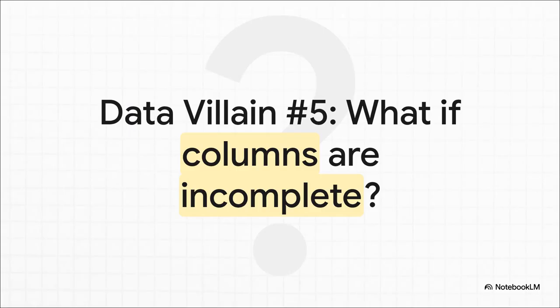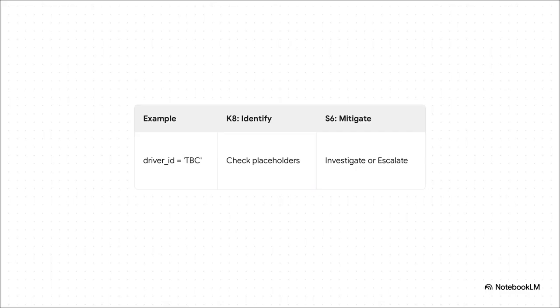did and why. Okay, our final villain for today is the placeholder. This is tricky because a column might look full, but it's filled with useless junk, like TBC for to be confirmed, or maybe just the word null typed out as text. So your K8 job is to scan for these common placeholders. But for your S6 response, you need to think bigger. Don't just delete the value, ask why it's there. This usually points to a problem with how the data was entered in the first place, and that's something you need to escalate. If you just delete it, you might be hiding a much bigger operational issue.